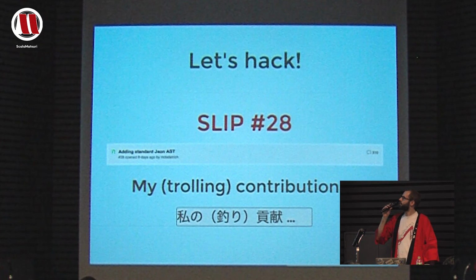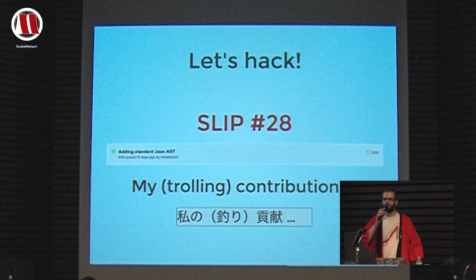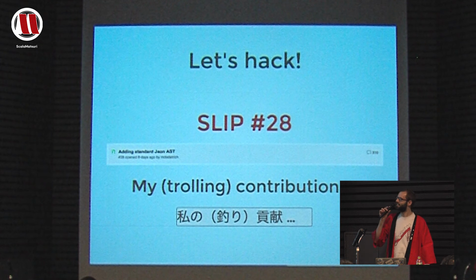So my example of hacking on the compiler: did anybody happen to follow the SLIP 28 debate? It was last year, I think about November. Somebody quite reasonably suggested adding a JSON AST into the standard library, and the whole Scala community just exploded in a fireball of rage. It was quite fun to watch. I don't really have any strong views about whether there's an AST in the standard library, but I do enjoy watching people get very angry about these things. And I thought, how can I make them angrier?